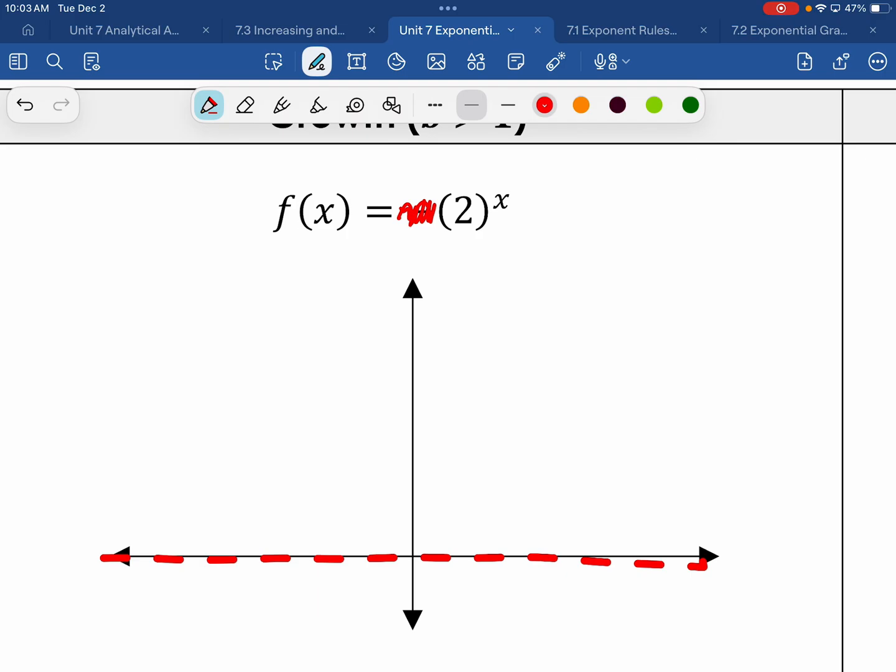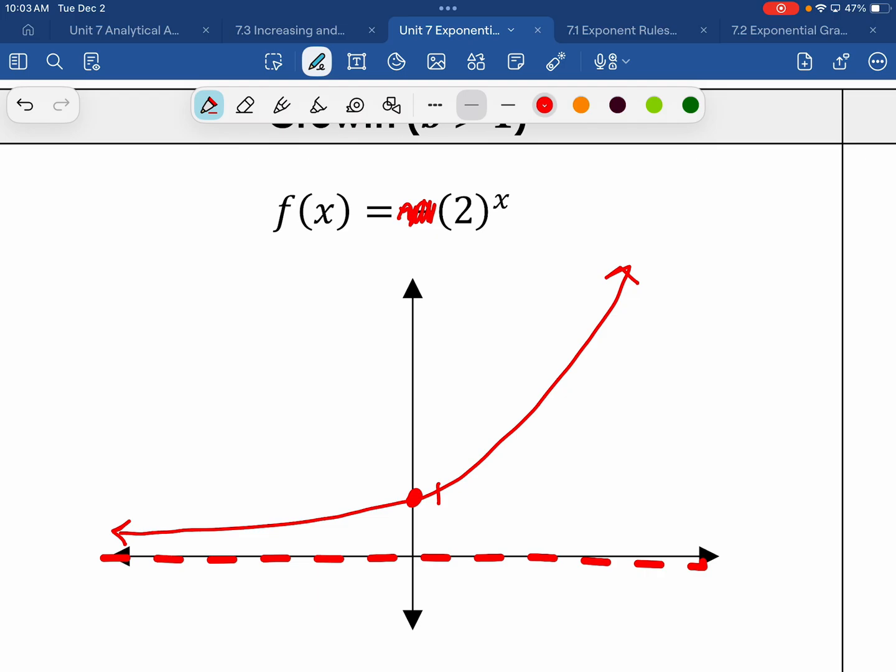So this is a parent growth function. We're going to take the negative out. We're just going to do the parent growth function. Your asymptote's at 0. Your starting point is going to be right here at 1. And if you grow, you move away from your asymptote. All right, so if you are growing, you move away from the asymptote. So from left to right, you're getting away from the asymptote.